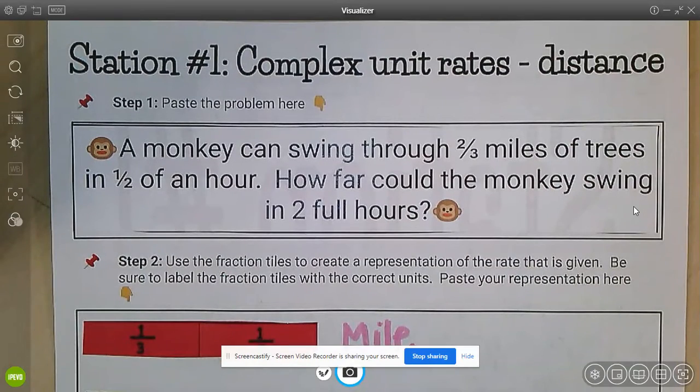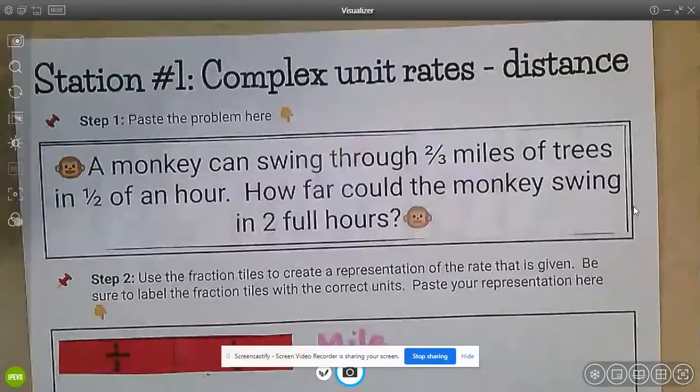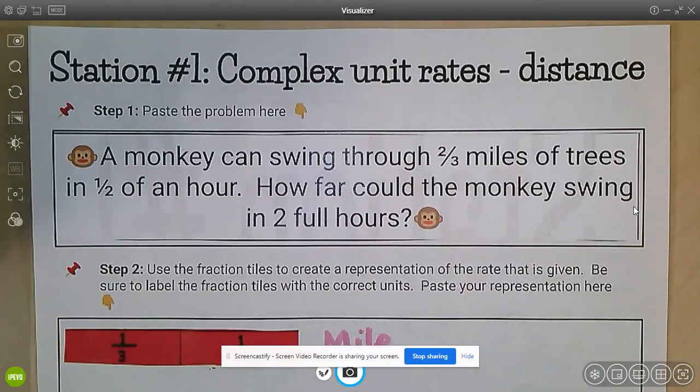Okay, for station number 1, we will be solving for complex unit rates using a hands-on and visual method of fraction tiles. I'm going to guide you through this step by step. There will be various points in the video where you should pause and do it yourself with your problem. Please follow along and let me know at the end, after you've watched the entire video, if you have any questions.